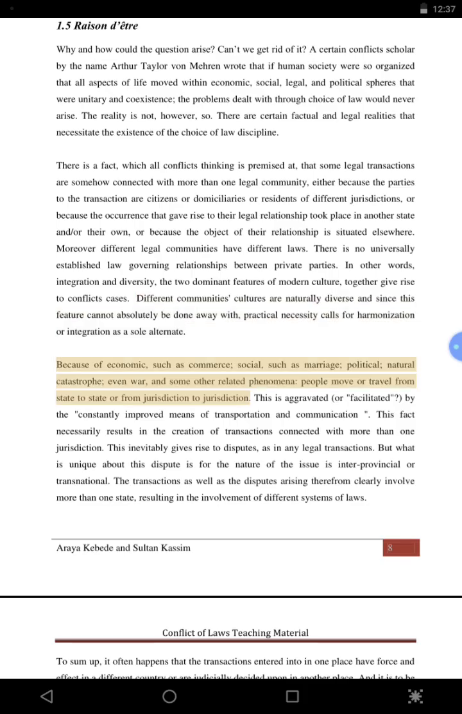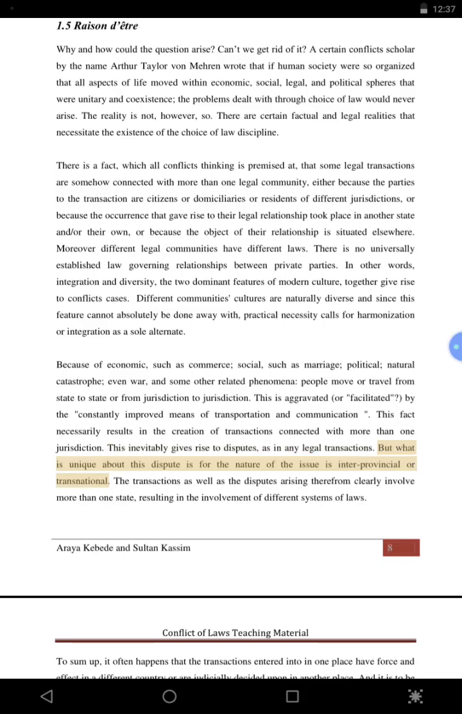Because of economic reasons such as commerce, social reasons such as marriage, political reasons, natural catastrophe, even war, and some other related phenomena, people move or travel from state to state or from jurisdiction to jurisdiction. This is aggravated, or facilitated, by the constantly improved means of transportation and communication. This fact necessarily results in the creation of transactions connected with more than one jurisdiction. This inevitably gives rise to disputes, as in any legal transactions.